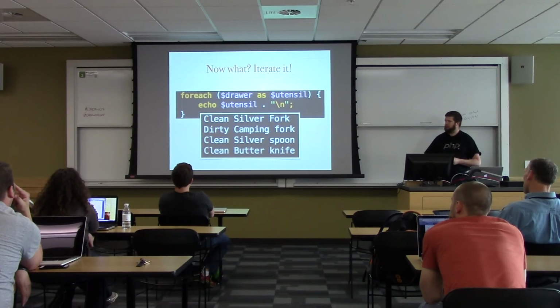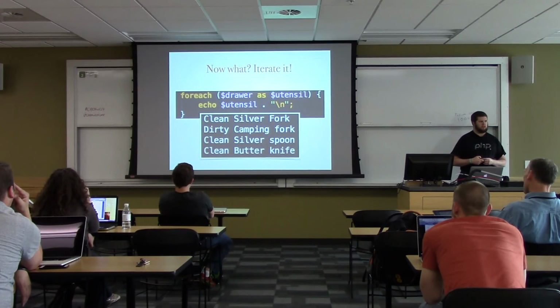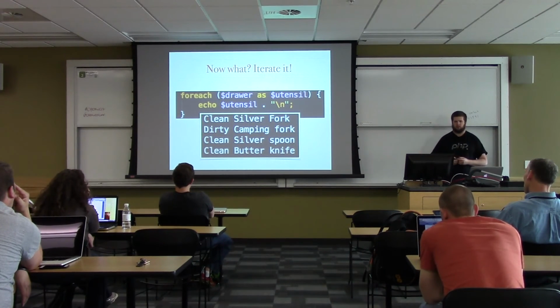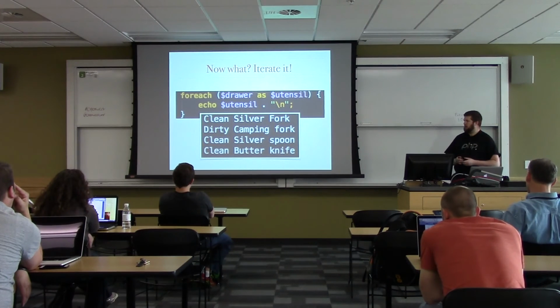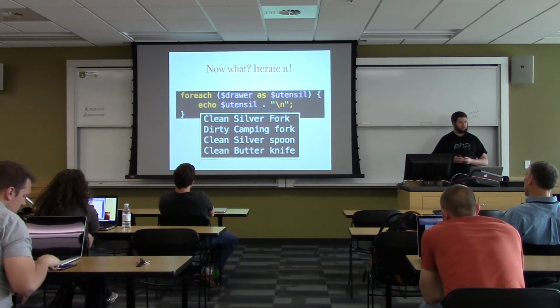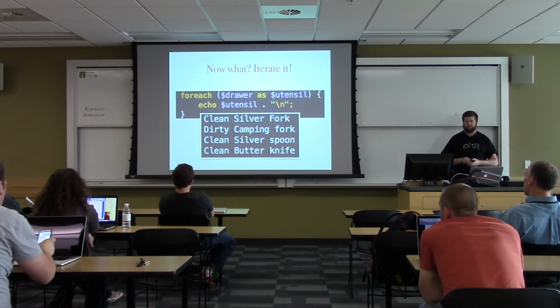So in this case, I've added a toString method to each one of my utensils so they can say what they were when they come out. Otherwise, we would be echoing an object, right? So without the toString, you wouldn't have anything printed out.